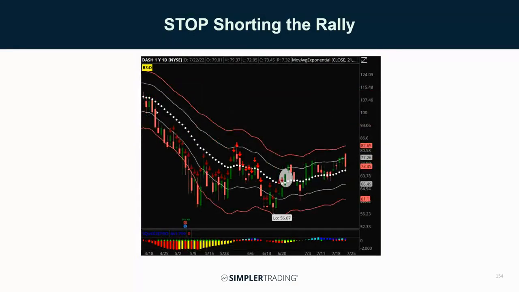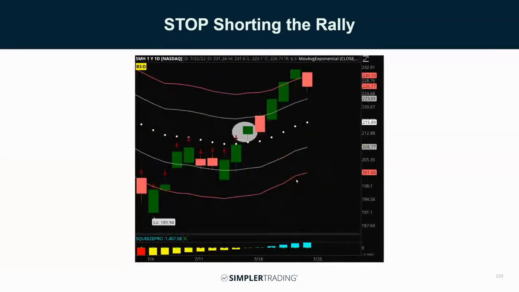Right? DoorDash was a great short for a while. That's the day we stop. Doesn't mean it rallies. Doesn't mean it doesn't gap down the next day. What that means is path of least resistance, no longer to the downside. We got to move on.